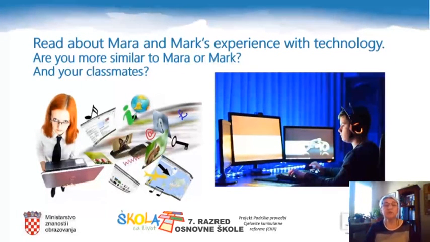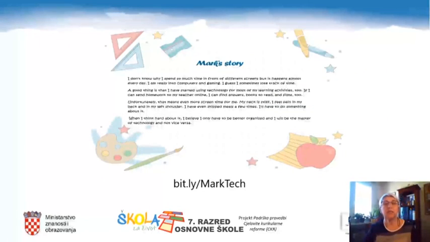We are reading about two different examples of people who use technology and think about how technology has benefits and drawbacks. Listen to Mark's story and Mara's story. Mark says, and you can find his story if you go to this link on the screen, I don't know why I spend so much time in front of different screens, but it happens almost every day. I'm really into computers and gaming. I guess I sometimes lose track of time.